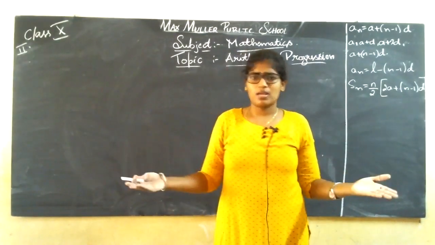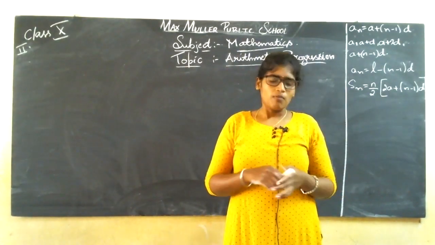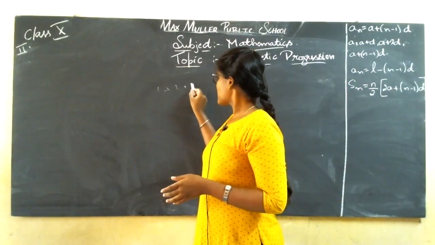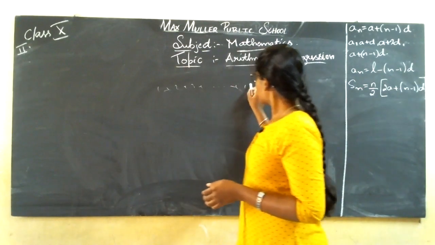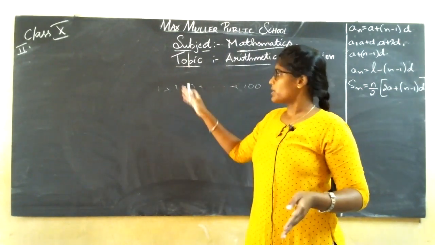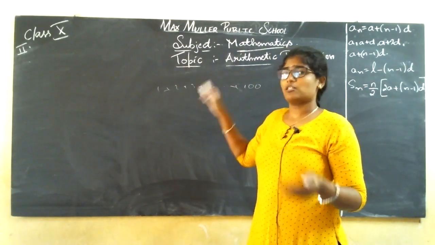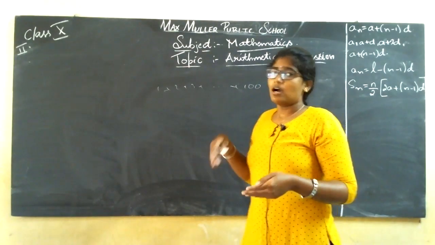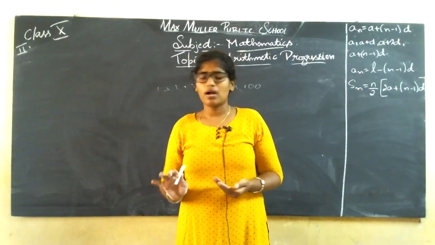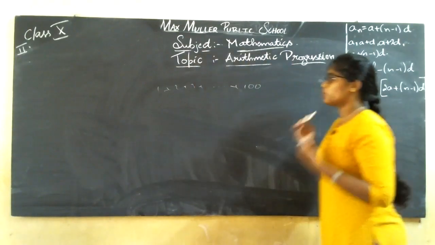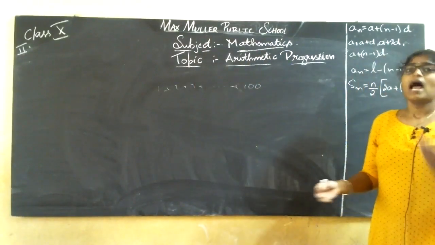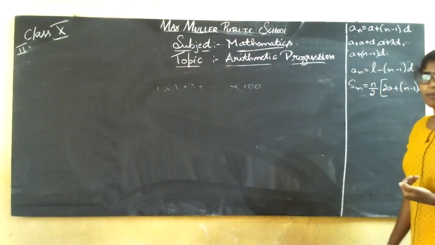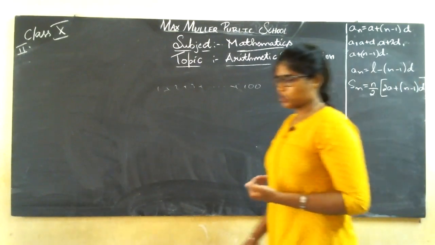If you are given a sequence, how are you going to add it? Will you add each and every one? If it is 1 plus 2 plus 3 plus, going on up to 100, how much will you get? 1 plus 2 is 3, 3 plus 3 is 6, 6 plus 4 is 10, 10 plus 5 is 15, 15 plus 6 is 21, like that will you add? No, you can't add like that. So to make it easier for you to add the given sequence, you are going to use S_n is equal to n by 2 into (2a plus (n minus 1) into d).